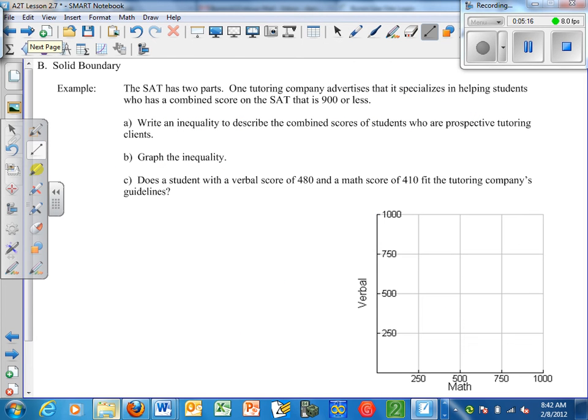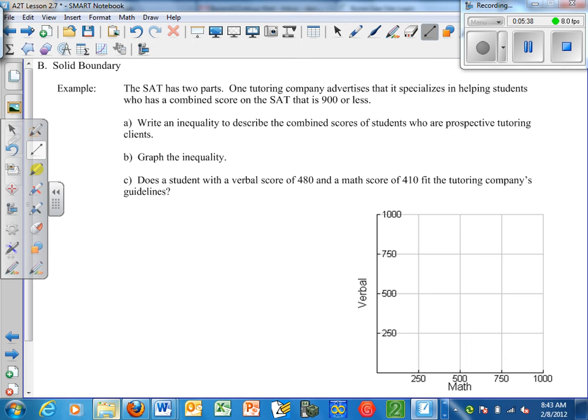Here's a word problem. The SAT has two parts. One tutoring company advertises that it specializes in helping students who have a combined score on the SAT that is 900 or less. Write an inequality to describe the combined score of students who are prospective tutoring clients. Then we're going to graph the inequality, and then we're going to answer that question about it.